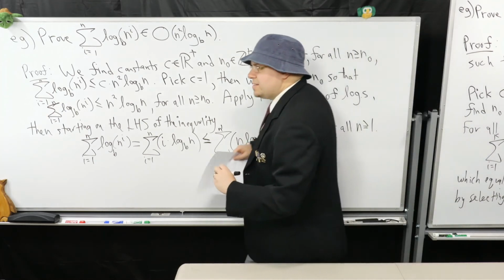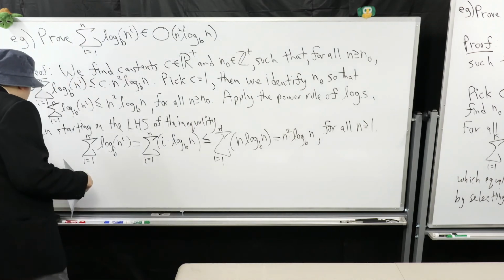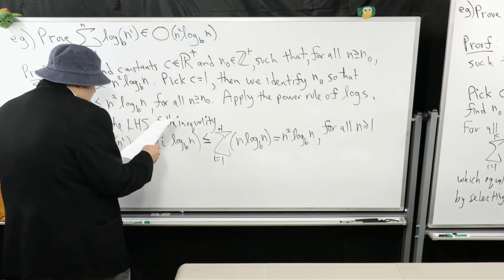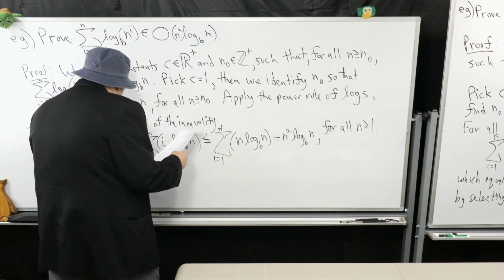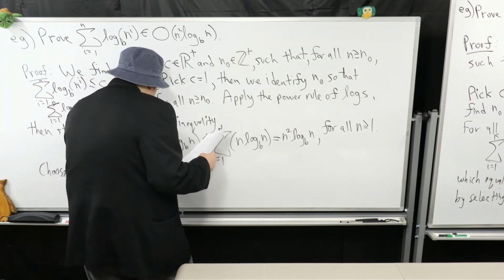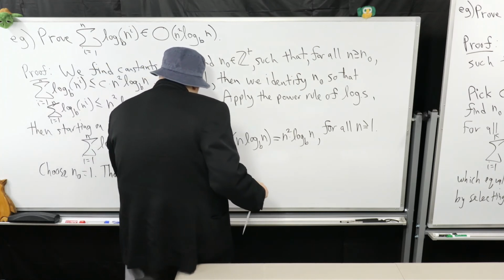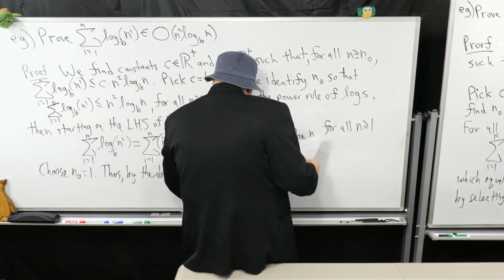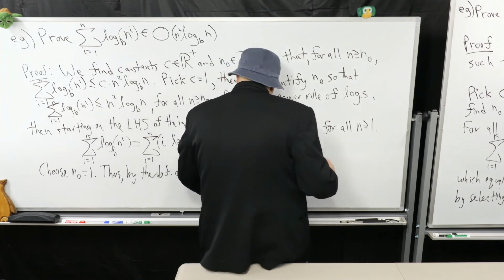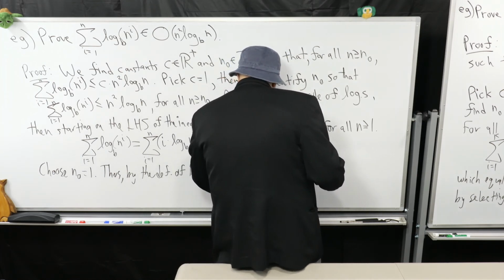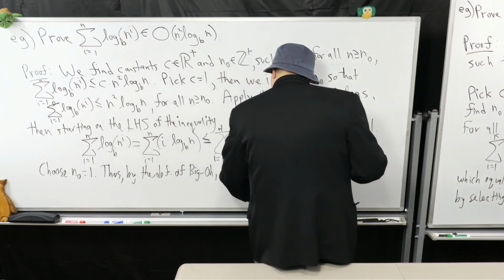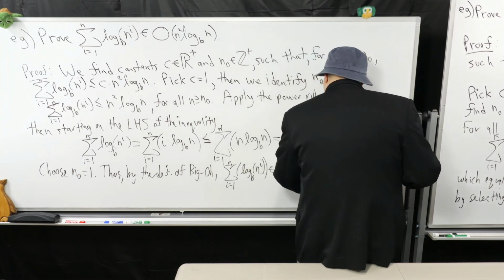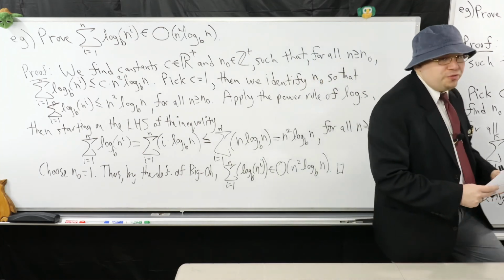So what am I going to pick for n0 then? I can choose n0 is equal to 1. Thus, by the definition of big O, the sum from i equals 1 to n of log base b of n to the i is big O of n squared log base b of n. And we're done. End of proof.